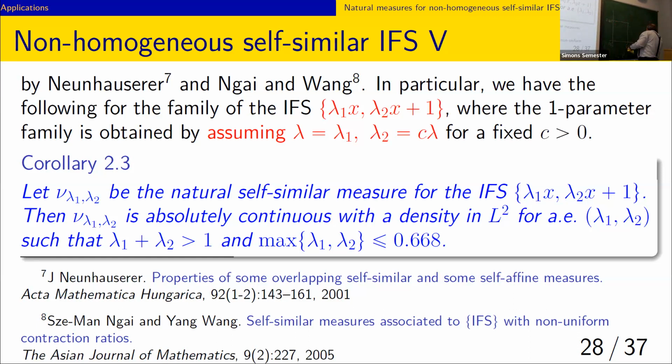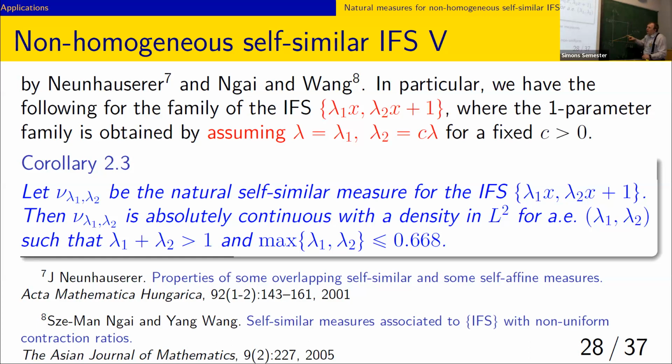And then we were lucky because a person called Neunhäuserer, who was a student of Schmeling, proved transversality in the following way. He said that we draw a line like this. This means lambda 2 is equal to c times lambda 1. On this particular line, you have only one parameter, and you have transversality on this interval for this line.